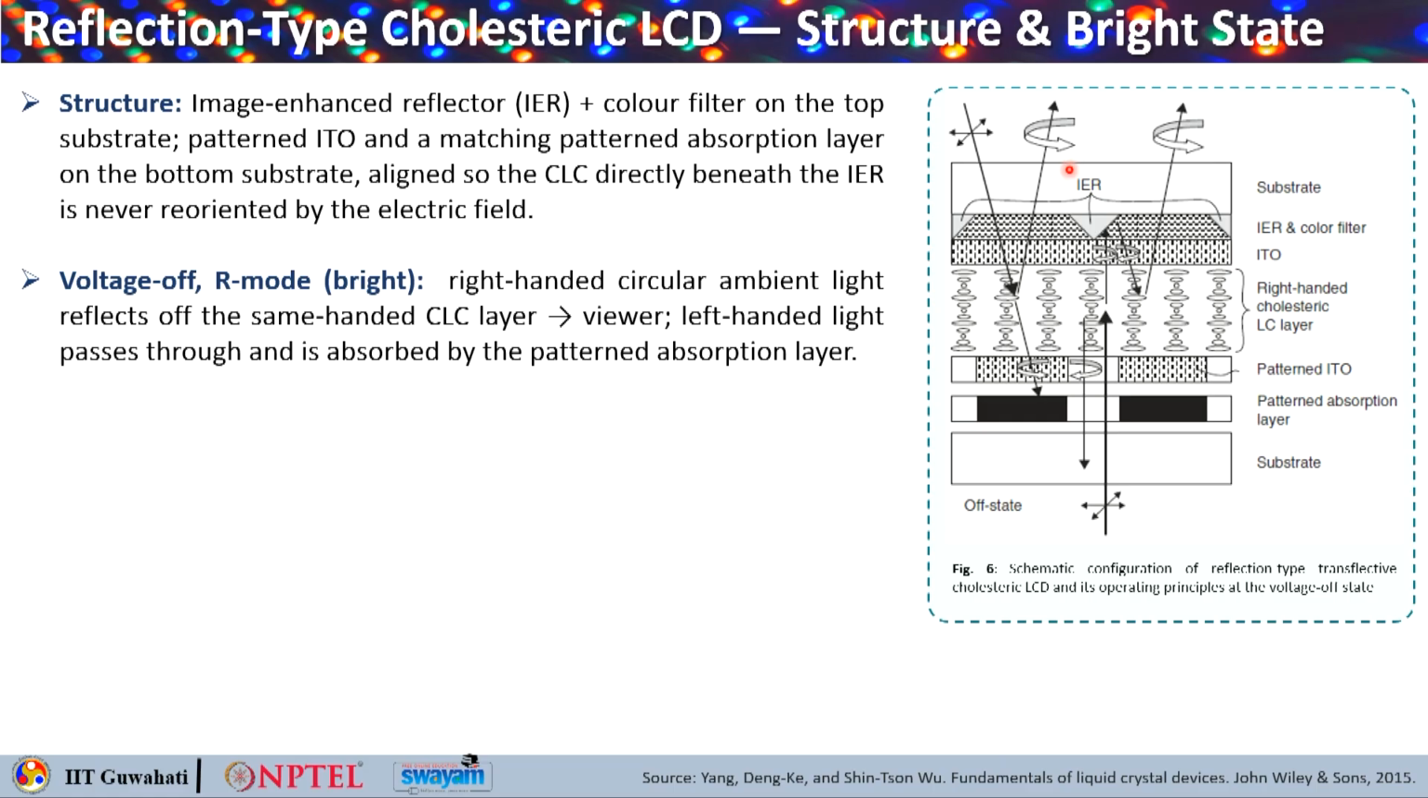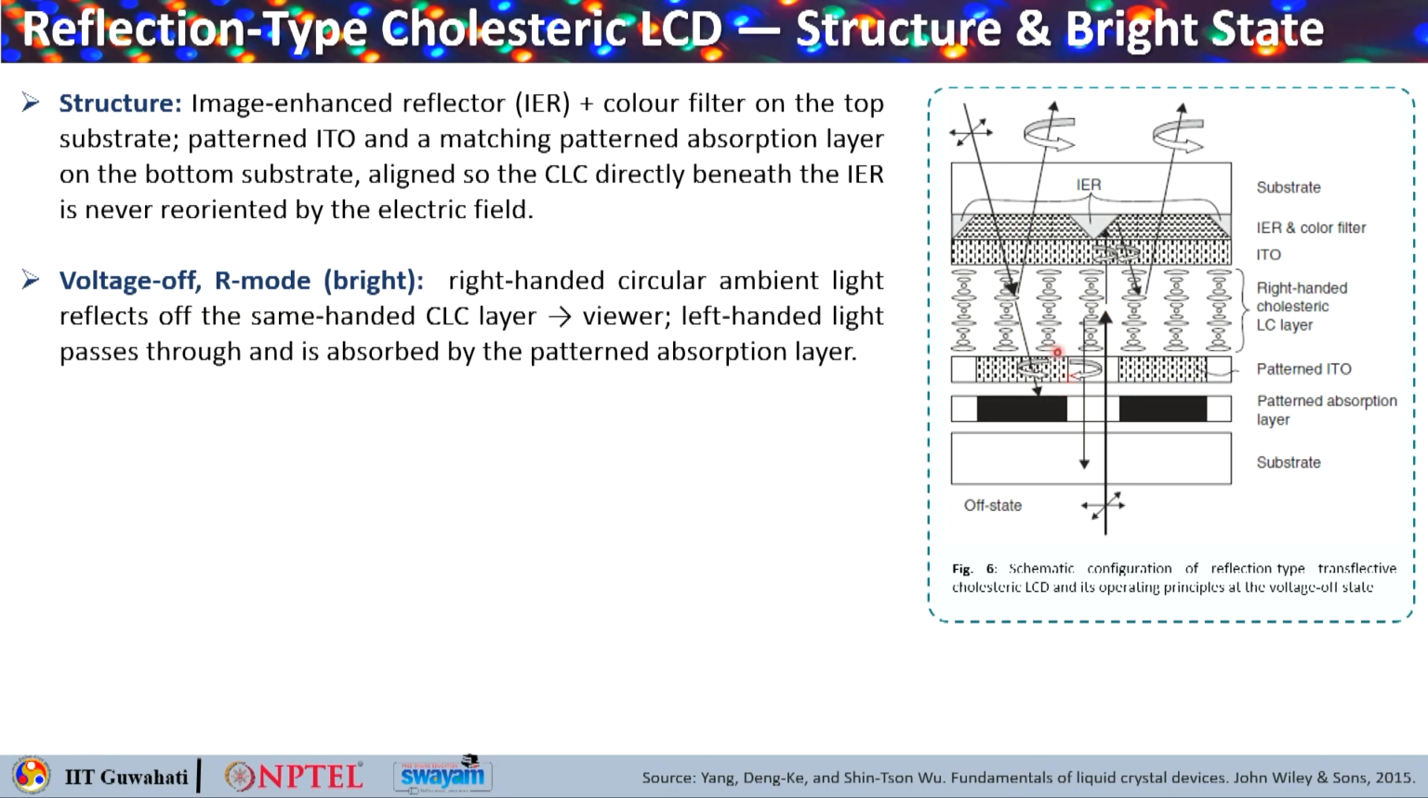On the other hand, the left-handed component, which this CLC cannot reflect, basically passes through and gets absorbed by the absorption layer placed on the bottom substrate. This light is simply discarded, and it's not causing any reversed contrast problem because this portion of the light can never reach the viewer at all.